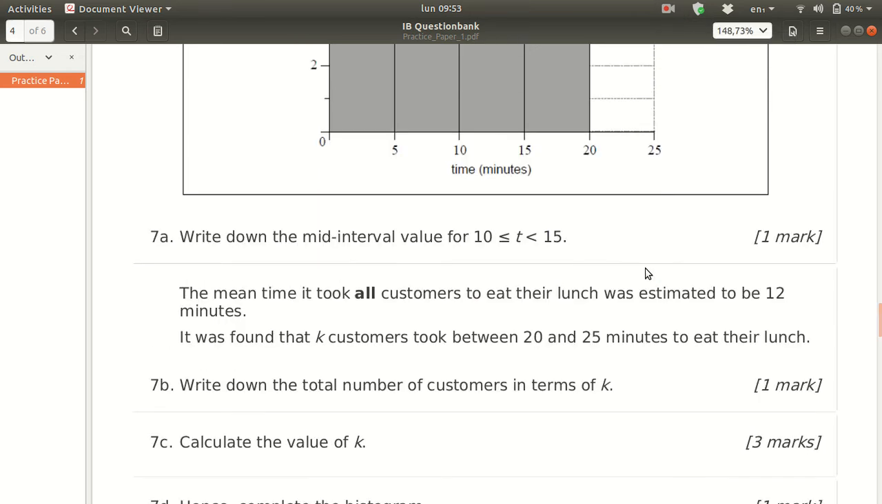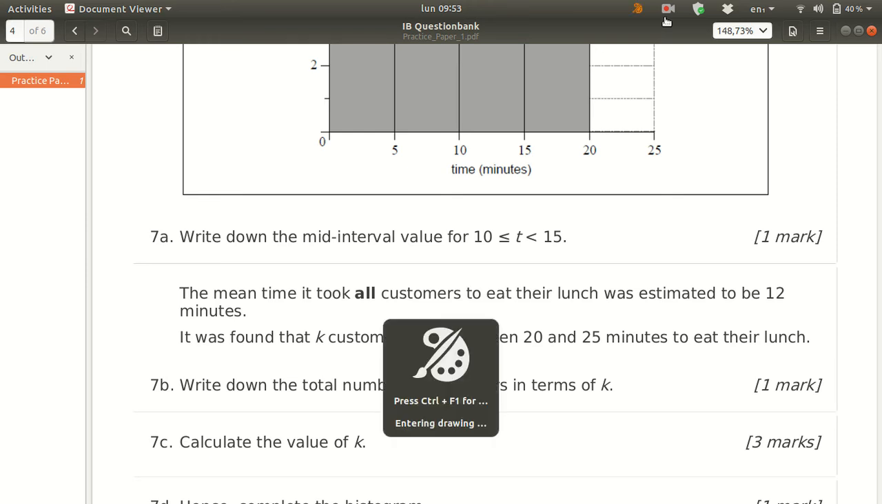The mean time it took all customers to eat their lunch was estimated to be 12 minutes. It was found that K customers took between 20 and 25 minutes to eat their lunch. Write down the total number of customers in terms of K. Okay, so the total number of customers in terms of K.